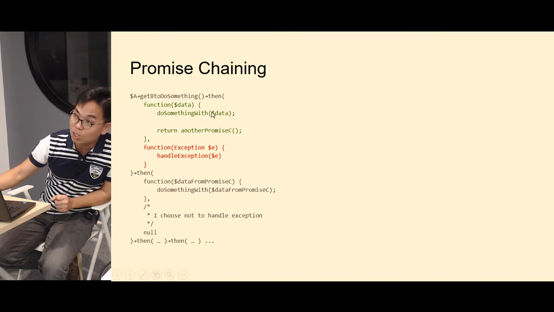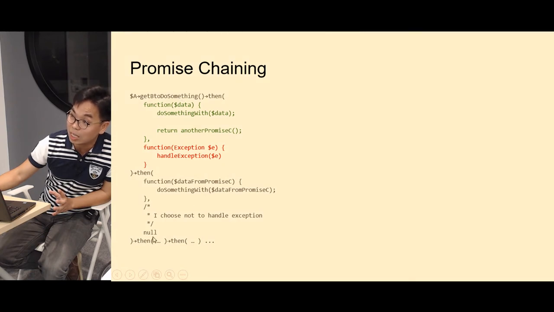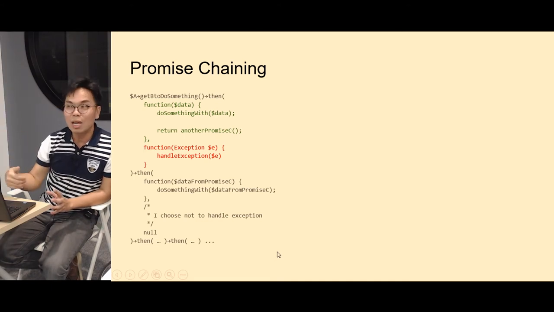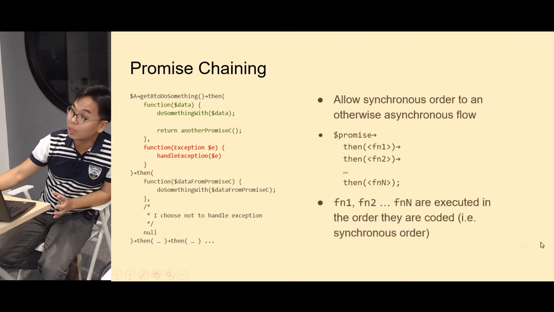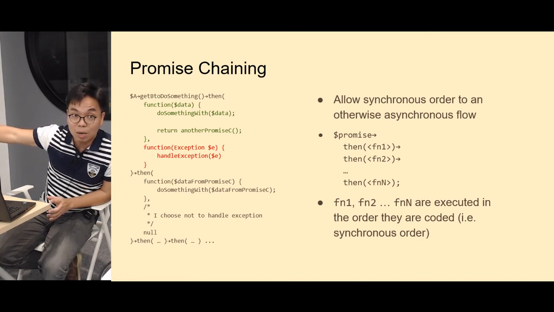So in this case, you can do your stuff synchronously, right? You do A, you get B to do something, get C to do something, then get D, E, F to do something. They will all be done sequentially. Allow synchronous order to an otherwise asynchronous flow. Why do I call this asynchronous when it's still like synchronous? Because this is only one block, right? You can have another block. They will all run at the same time. I will show you that later.